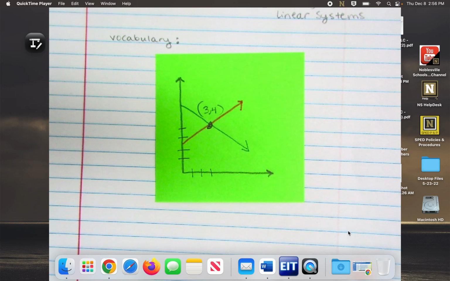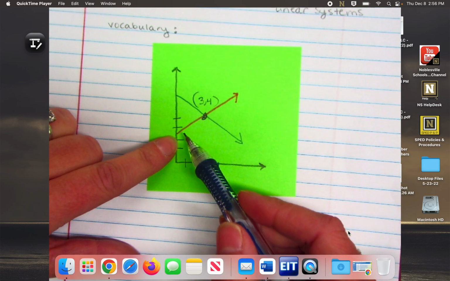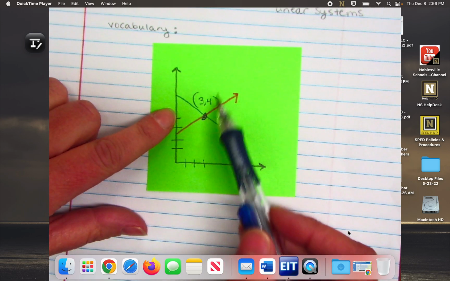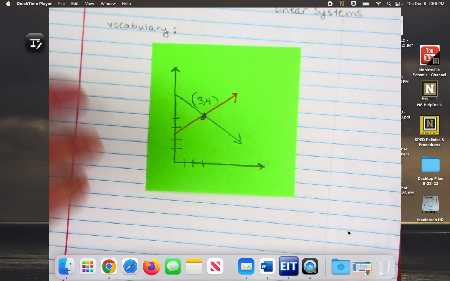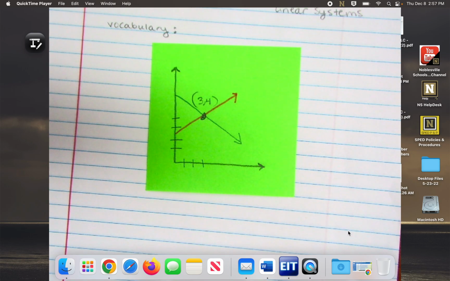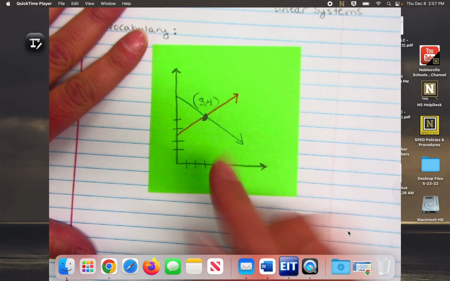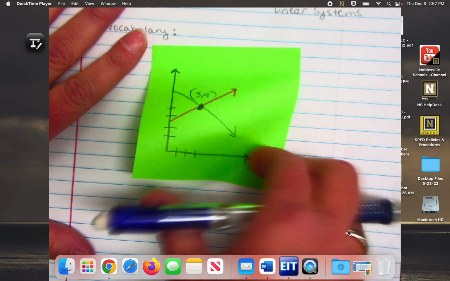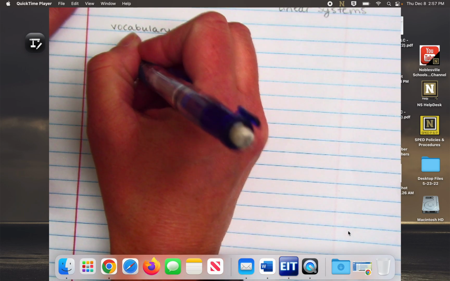So what we're going to be doing today is I'm going to be giving you two equations, and I'm going to give you an ordered pair, and you're going to see if it's a solution. Today we're starting very basic. You're literally just putting values in for x and y to see if they work. That's all we're doing today. But this is where we're headed, where you'll be taught how to substitute or eliminate. So let's go ahead and do our vocabulary.